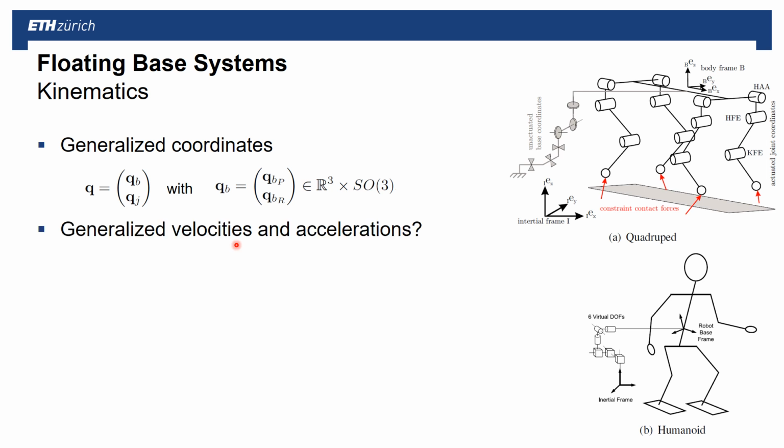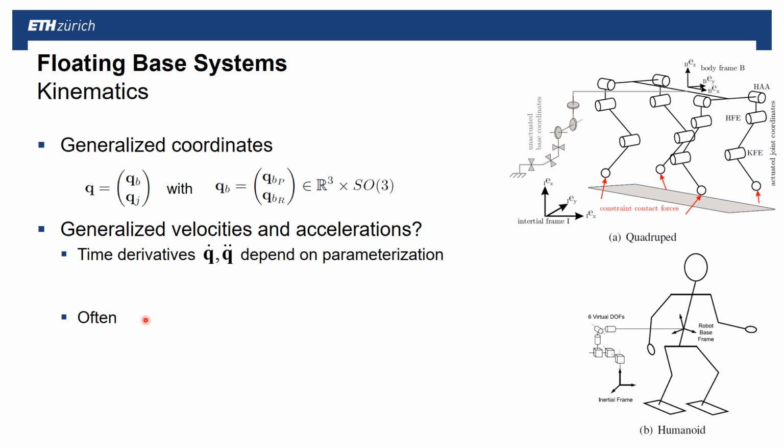Now the question is, how do generalized velocities and accelerations then look like? What we could do is directly take time derivatives, q dots and q double dots, but the thing that is not very nice is that this would then depend on the choice of parameterization. So if I have a quaternion to parameterize my rotation or an Euler angle to parameterize my rotation, I get a generalized velocity which is different, and that shouldn't be the case.